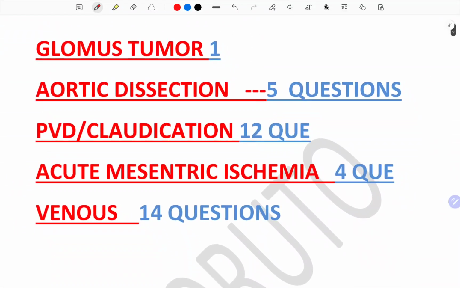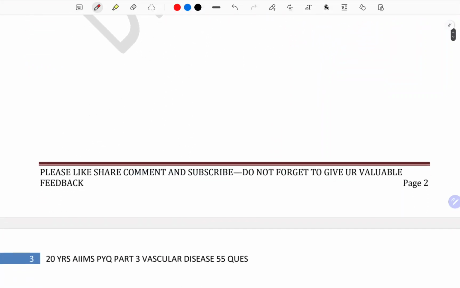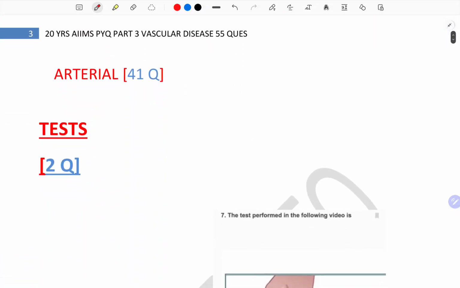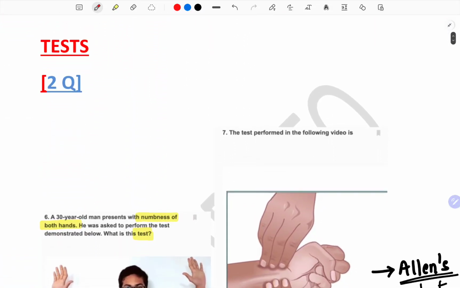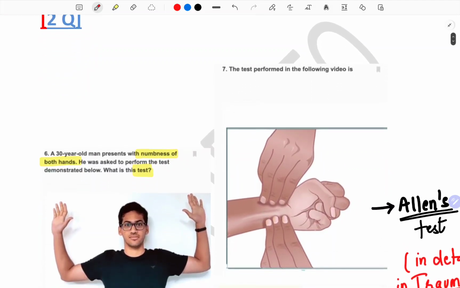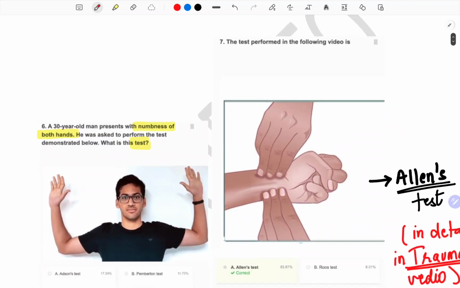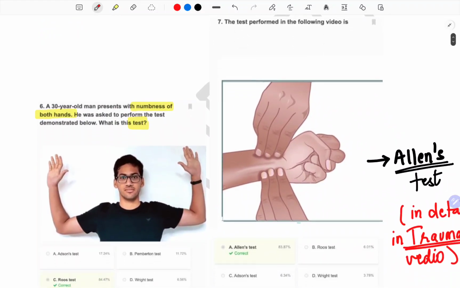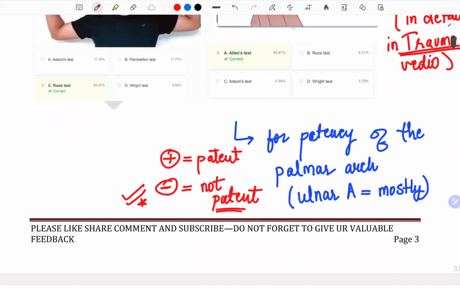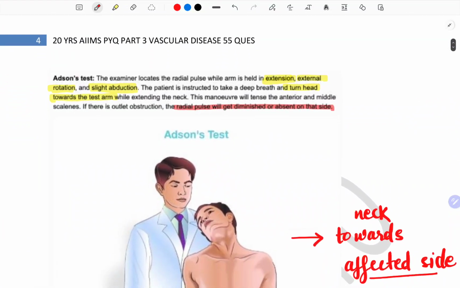So these are the topics that we will do. Now let's start with the first topic from the arterial section. So the first topic is the tests of thoracic outlet obstruction. Till now two questions have been asked, but this is important as more questions are asked from the NEET exam as well. Before starting the questions, I will discuss the tests that are done.